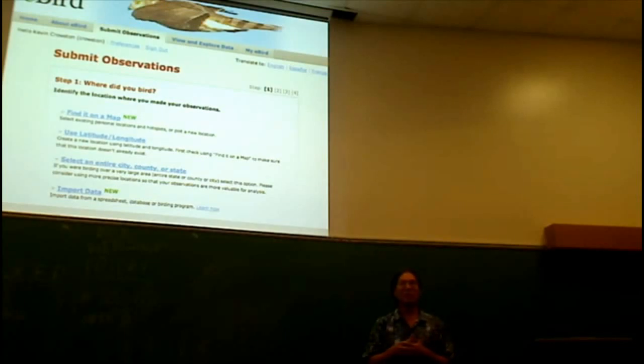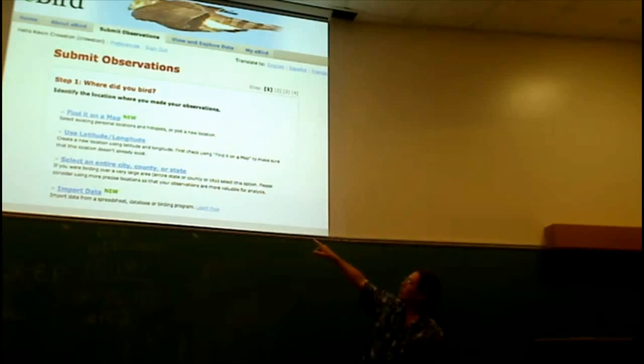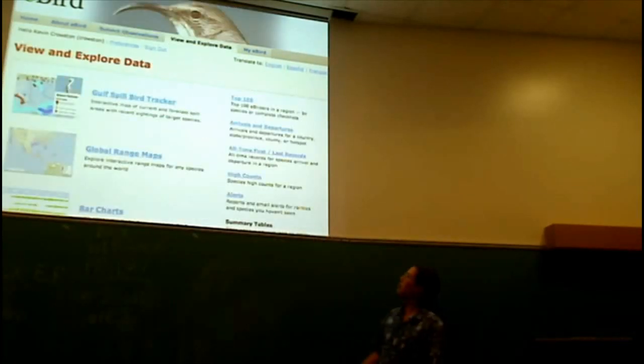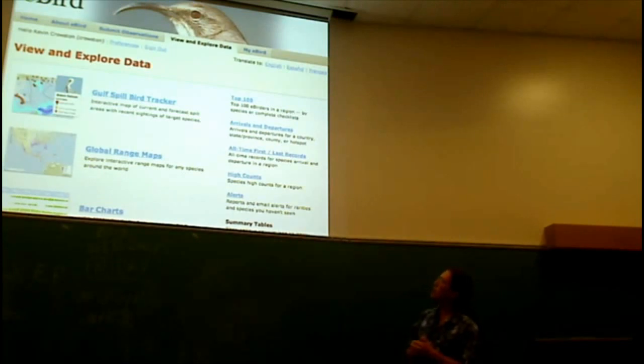So in particular, keeping track of not only what they saw and where they saw it, but how hard they looked. Because it turns out that knowing how hard someone was looking for the birds gives you some information about the observation. So you can enter the data in a bunch of different ways. Once it's entered, you can look at various reports of it.